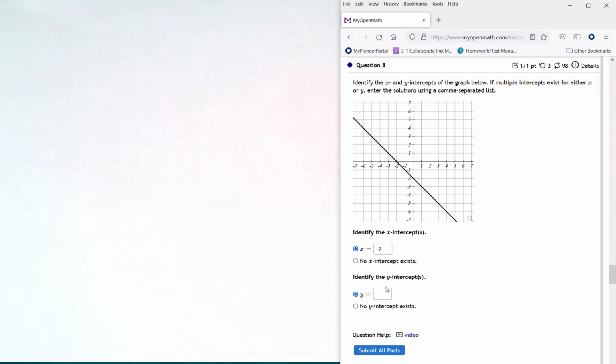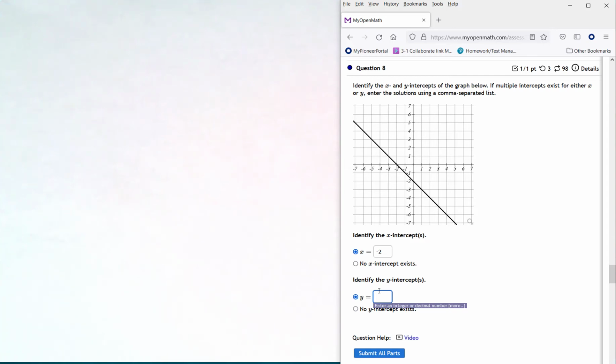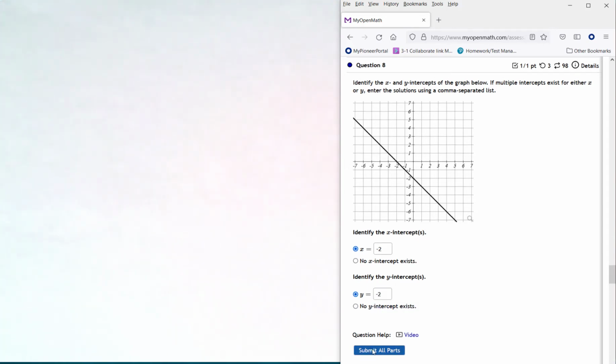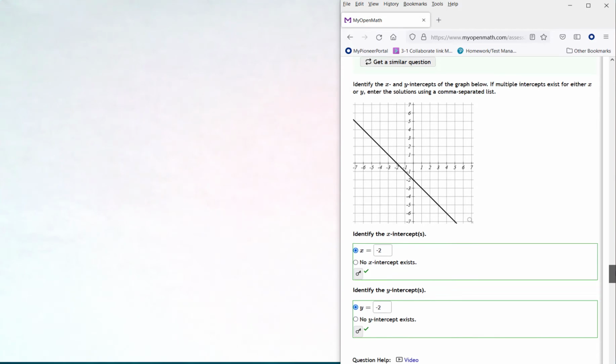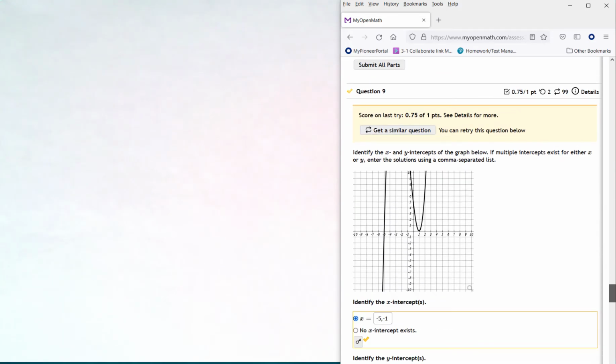The y-intercept will be this point, which will also be a -2. So this one is 0, -2. The other one was -2, 0. 0, -2, but they didn't ask for that form. And there we go. So that is intercepts given the picture. Let's try another one.